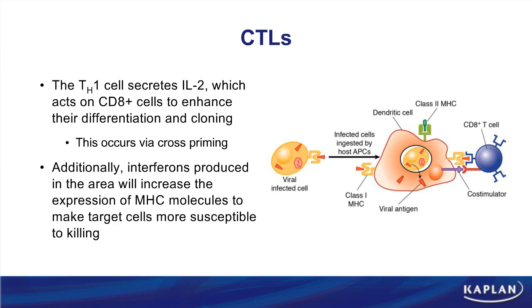Now remember, when we went all the way back to the innate immune chapter, we are also going to have production of interferons that may be produced in response to a viral infection that are within this same area of immune cell activation that can increase the expression of MHC molecules. That certainly makes it easier for the cytotoxic T cell to find.